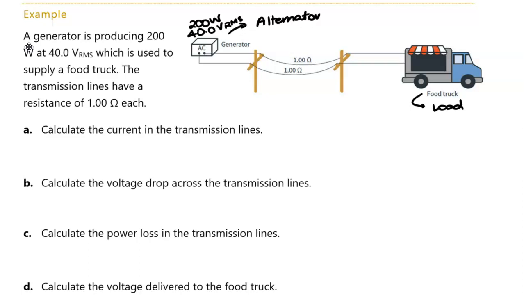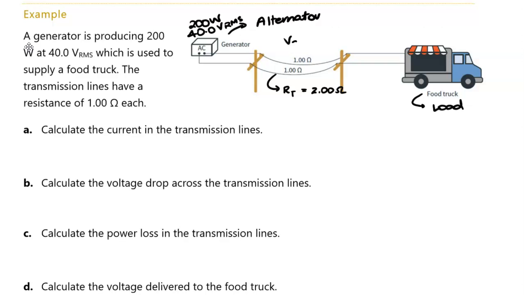The transmission lines each have a resistance of 1 ohm each. So that means the total resistance is going to be 2.00 ohms because we can model this as a series circuit. Calculate the current in the transmission lines.